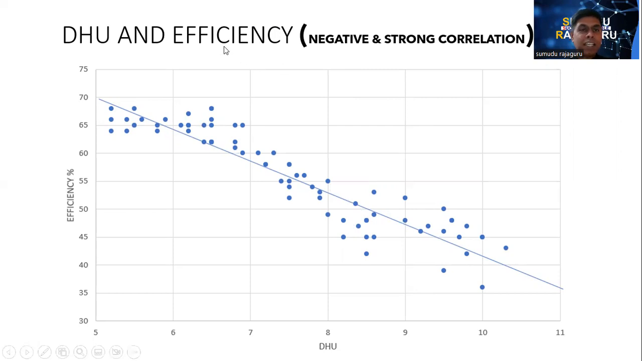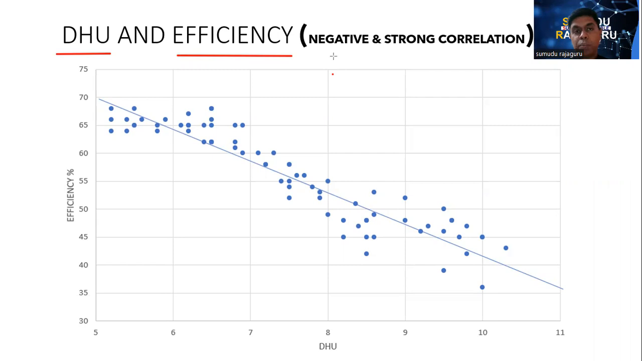So now you can understand efficiency and the DHU. Again, I am explaining: efficiency is the dependent variable. DHU, damage percentage, is the independent variable. Then the correlation between that dependent and independent variable is strong negative. So if we know this concept, in our organization we can draw several scatter diagrams by considering several factors. Then you can understand the correlation between each factor. Based on that, you can take the decision.